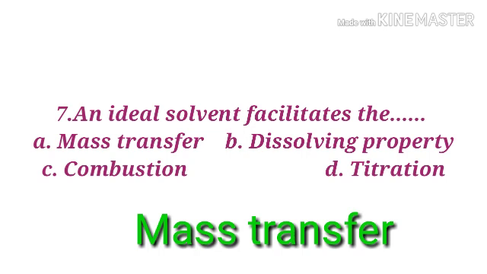An ideal solvent facilitates the dash: mass transfer, dissolving property, combustion, titration. Answer: mass transfer. An ideal solvent facilitates the mass transfer. Water is called the universal solvent. Any solute can be dissolved in water, which facilitates mass transfer.